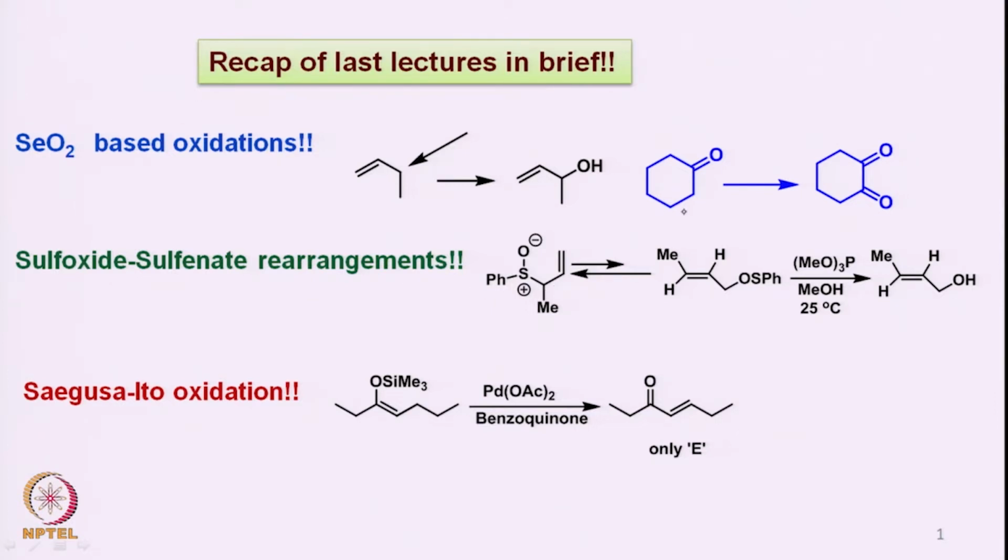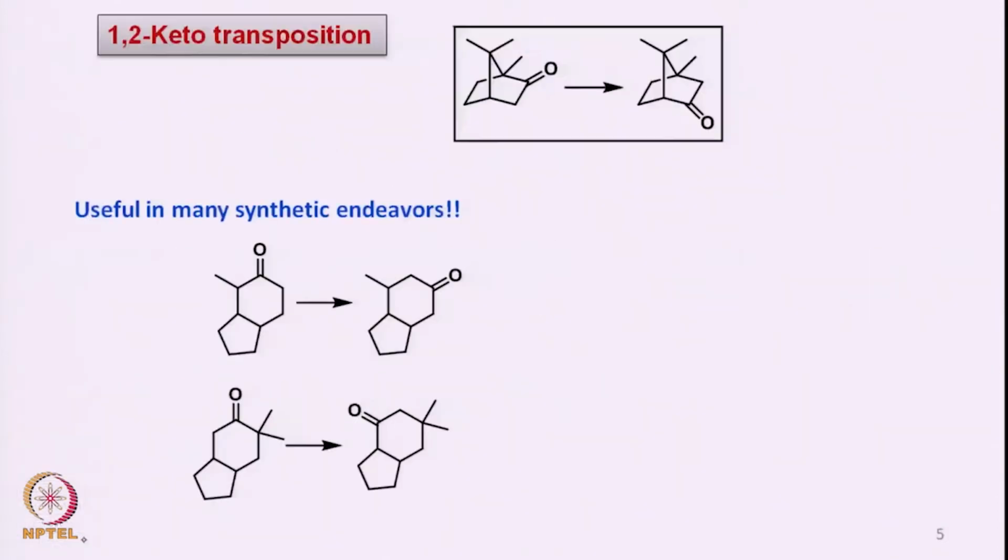Also, in the case of selenium dioxide based oxidations, we did conversion of ketones to diketones, and also oxidation at the allylic position to go to the allyl hydroxy group. Then we also did the Saegusa-Ito oxidation, where enol silyl ether was converted to the corresponding enone.